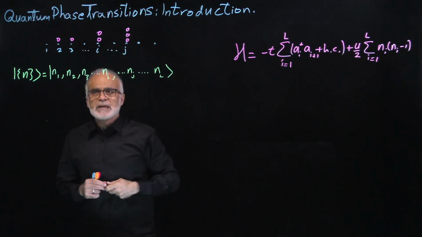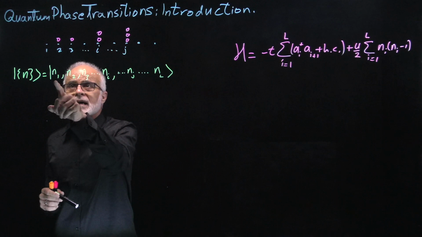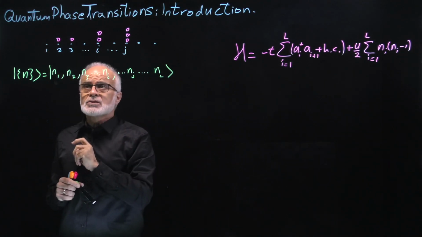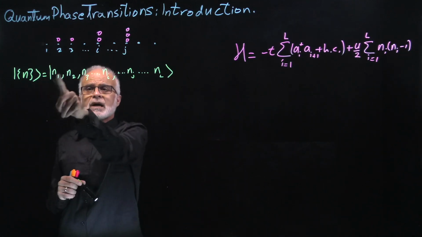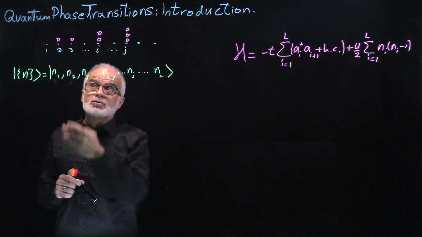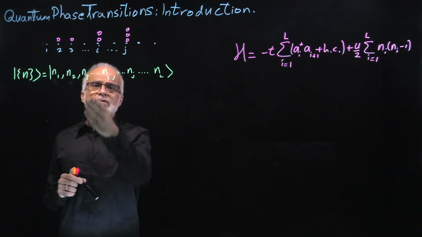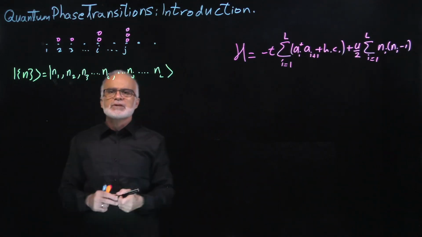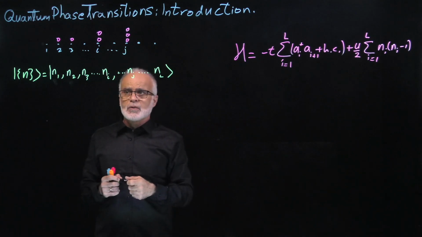And what I mean by this notation is that on site 1, I have n_1 particles. In this drawing here, there are no particles on site 1, so n_1 would be 0. And n_2 is the number of particles on site 2. In this case, I drew only one particle, so n_2 is equal to 1, n_3 is equal to 0, and so on. So this is the representation I will be using. It's called the occupation number representation of the quantum state.